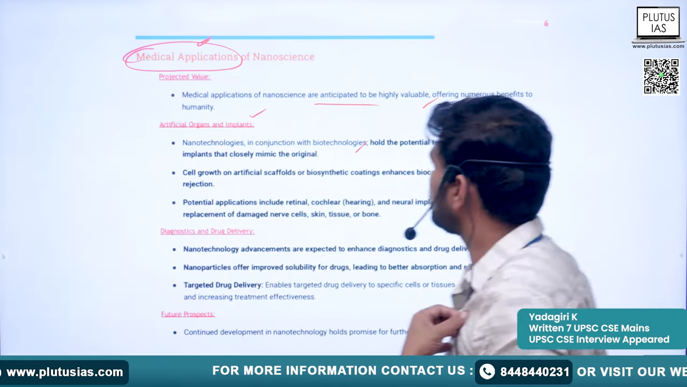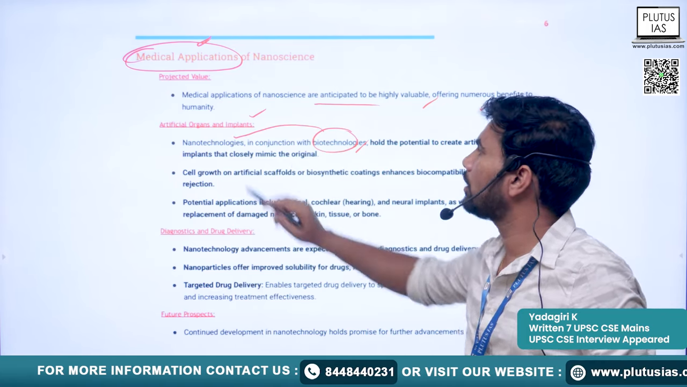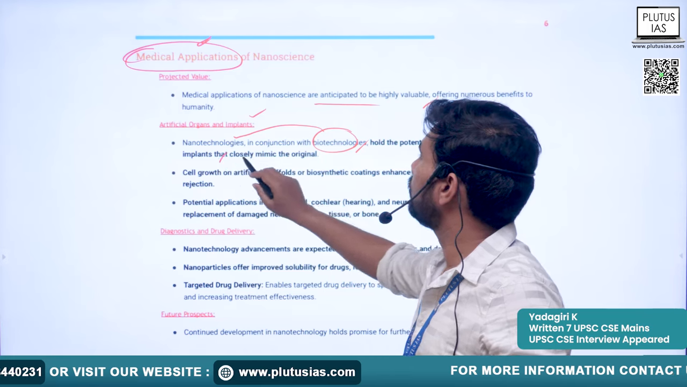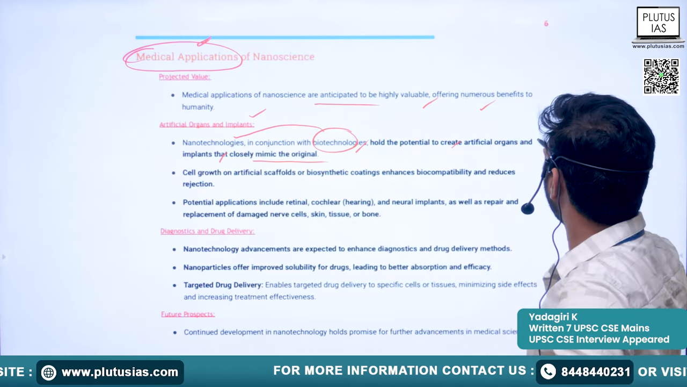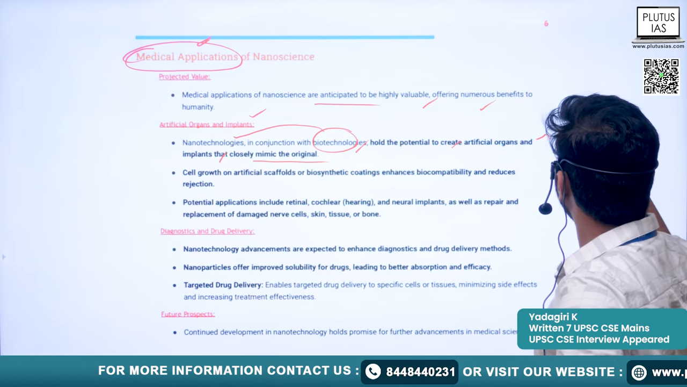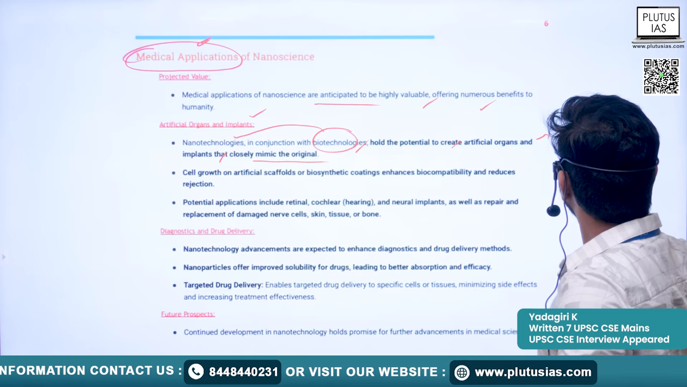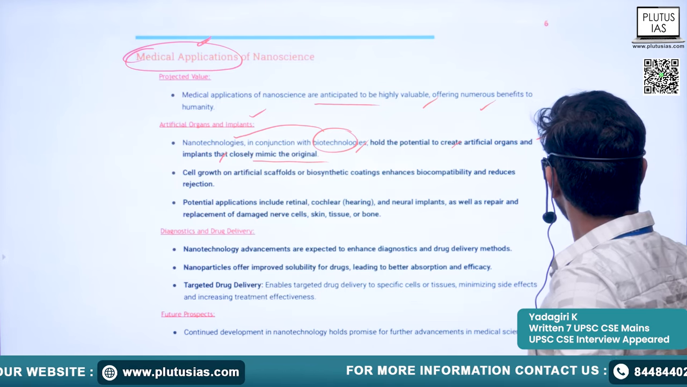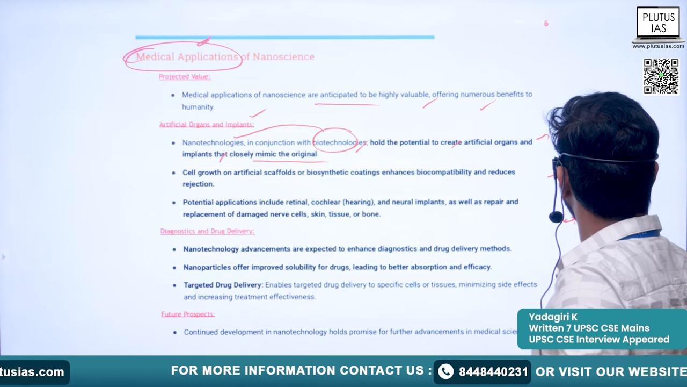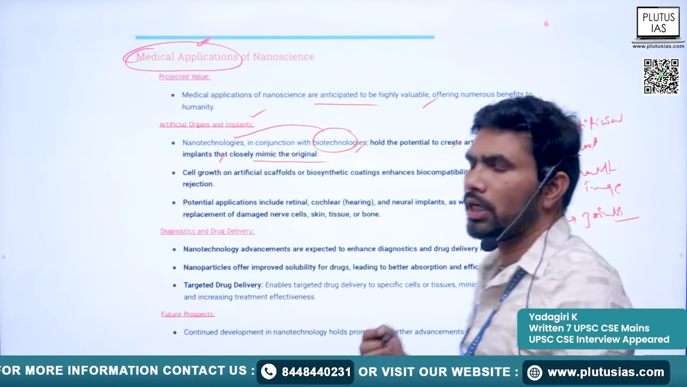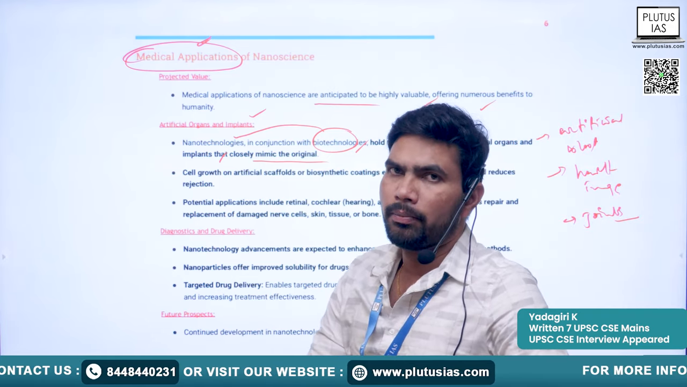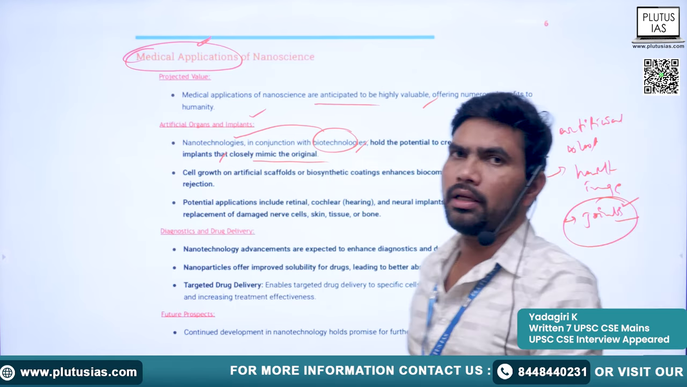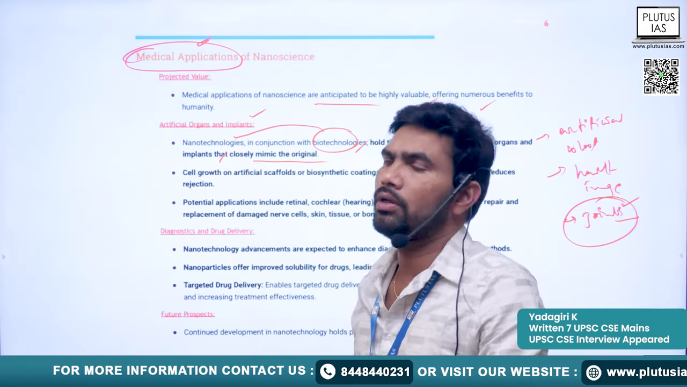Nanotechnology in association with biotechnology holds the potential to create artificial organs and implants that closely mimic the originals. So basically, there is talk about creating artificial blood also. Similarly, artificial organs, like heart implants, and also artificial joints. Generally, especially in elderly people, there will be a problem in their joints. So artificial joints can be created and implanted through nanotechnology, right?